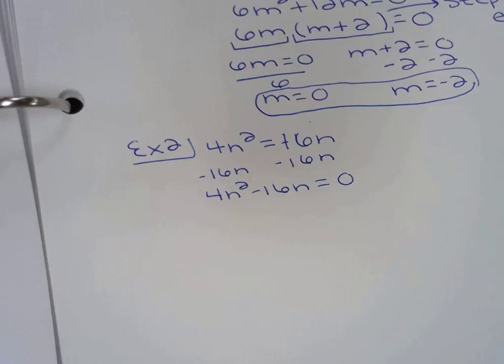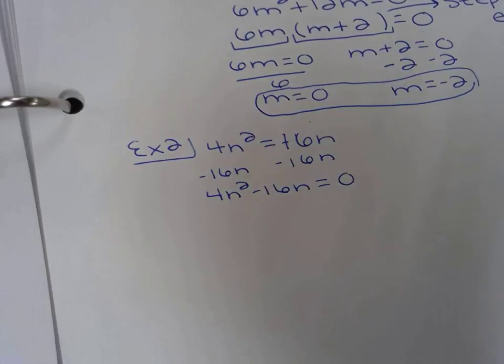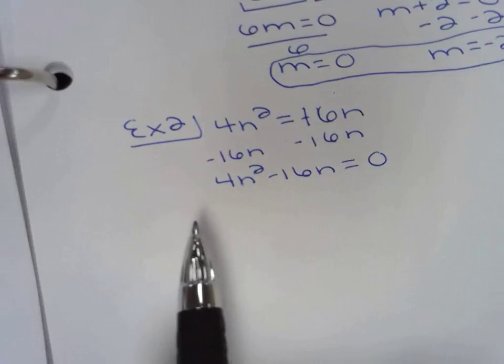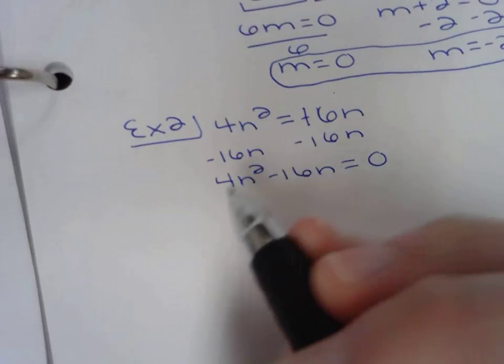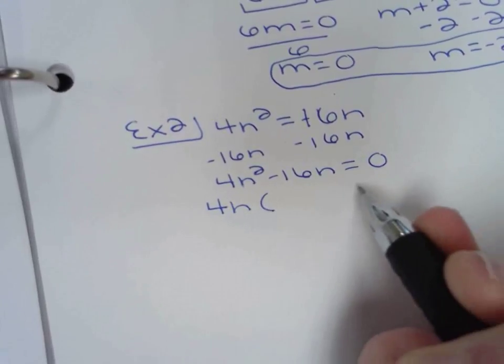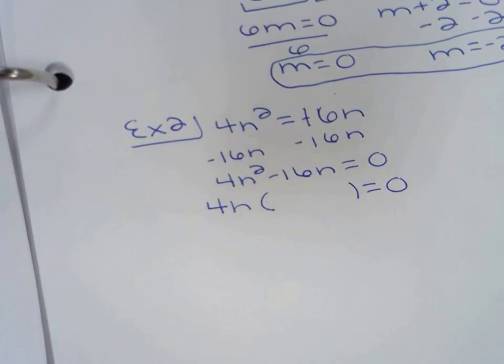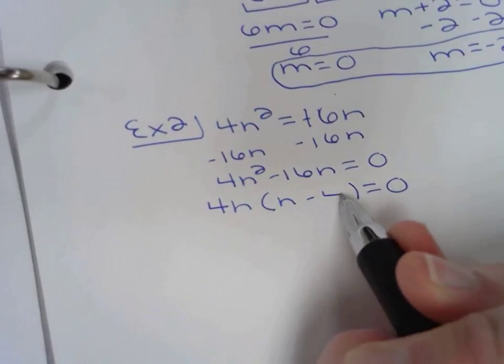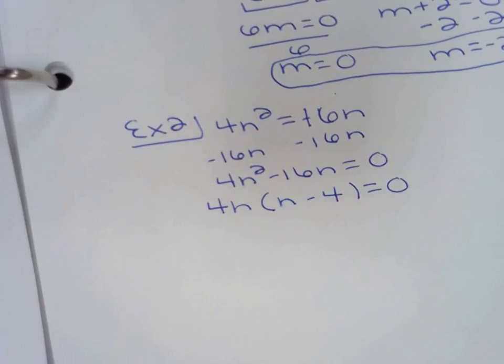Now let's check. Can I factor the left side? Well, the first thing I always try to factor out is a what? Is there a GCF for the left side? Yes. What is it? 4n. So I'm going to factor out the left side. So get it equal to 0, and then see if you can factor it. 4n times n minus 4. Just like we did last unit. Now this is not solved. This is factored. It's not solved.